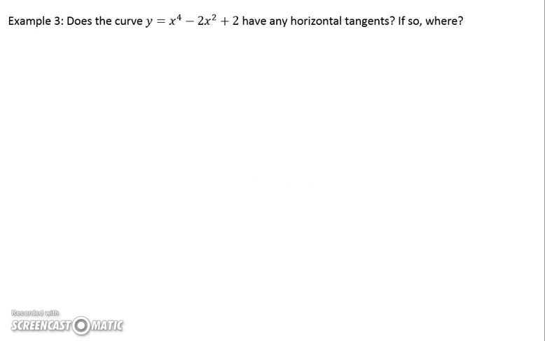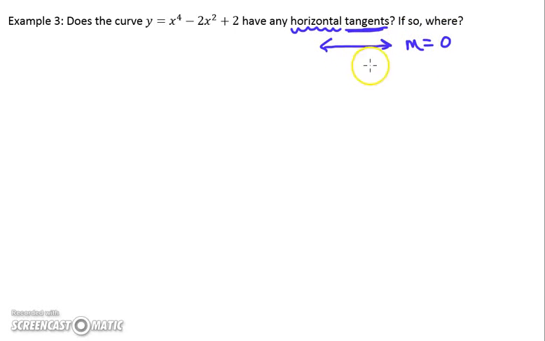So does the curve y equals x to the 4th minus x squared plus 2 have any horizontal tangents? If so, where? So tangent line, remember, in order to find the slope of a tangent line, we want to take the derivative, but we want a horizontal tangent. So we have to think, what is the slope of a horizontal tangent? So a horizontal tangent is going to look like that. The slope of that line is 0.